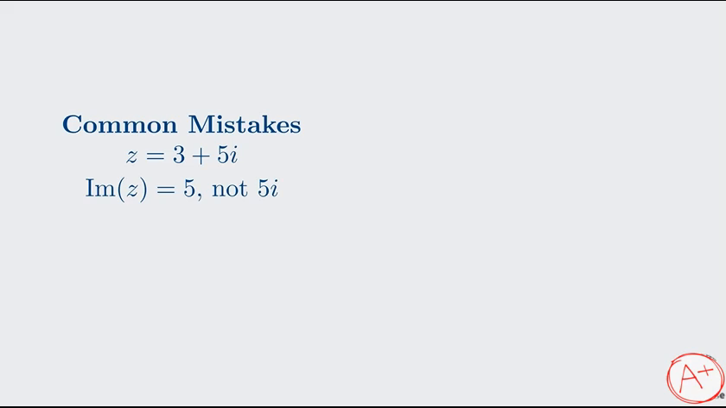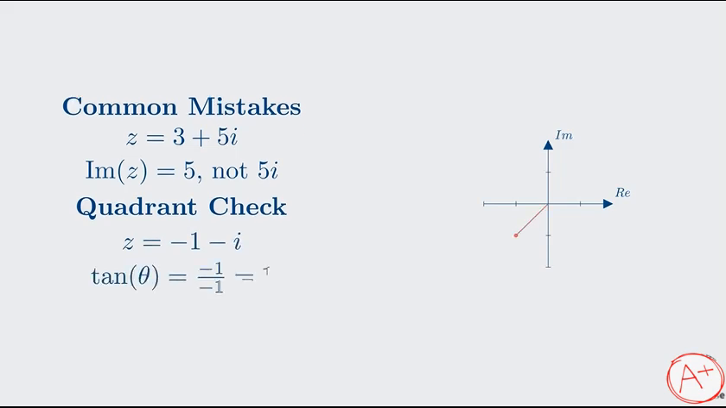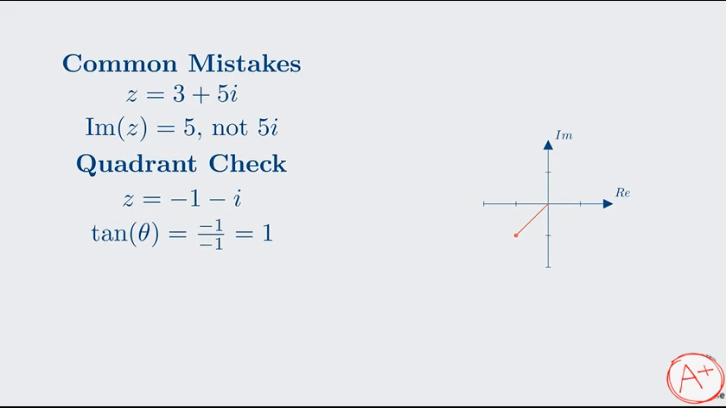Another common pitfall occurs when calculating the argument. Many students simply use the inverse tangent of b over a without checking the quadrant. If z is negative 1 minus i, the tangent of theta is negative 1 over negative 1, which is 1. However, the angle theta is negative 3 pi over 4, not pi over 4. If z is negative 1 minus i, it lies in the third quadrant. Using the formula blindly might give you pi over 4, which is in the first quadrant. Always sketch a quick Argand diagram.